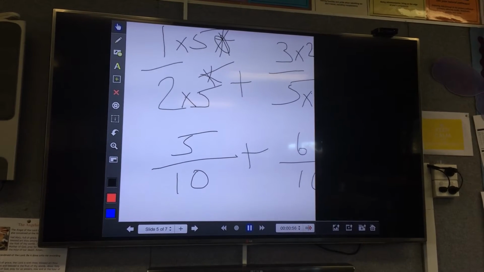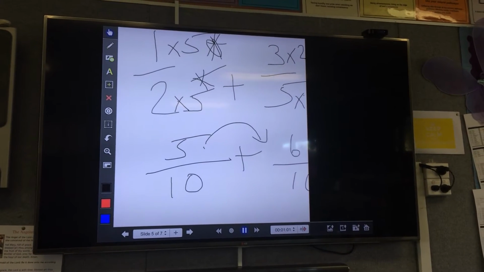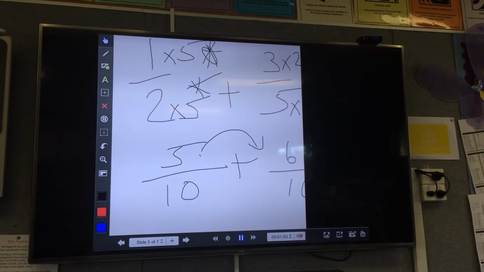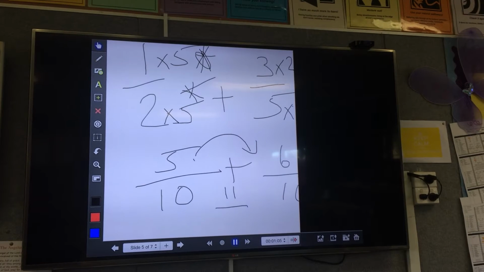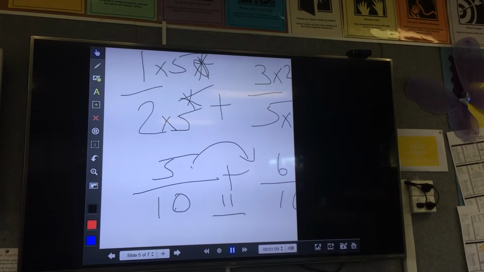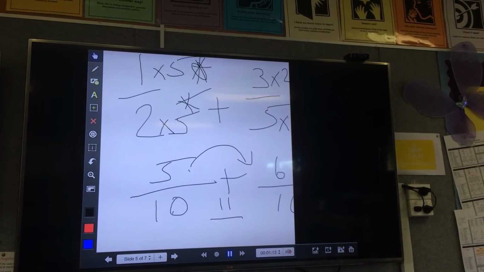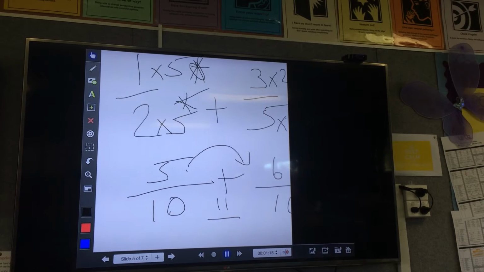So now we have to add them together. 5 plus 6 is 11. So it'll be 11. And then 10 plus 10 equals 20.